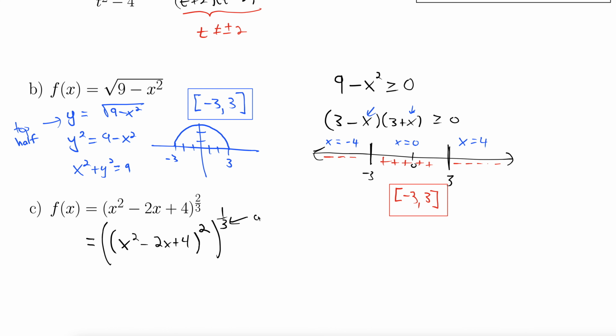Well, this is odd. So what does that tell us? That tells us that we can plug any number into it, and it will still be in the domain. So going from inside out, we have all real numbers for the polynomial, all real numbers if we take that squared, and then all real numbers still for this 1/3 power. So this one is just all real numbers all the way through. So we'll write that as negative infinity to infinity.